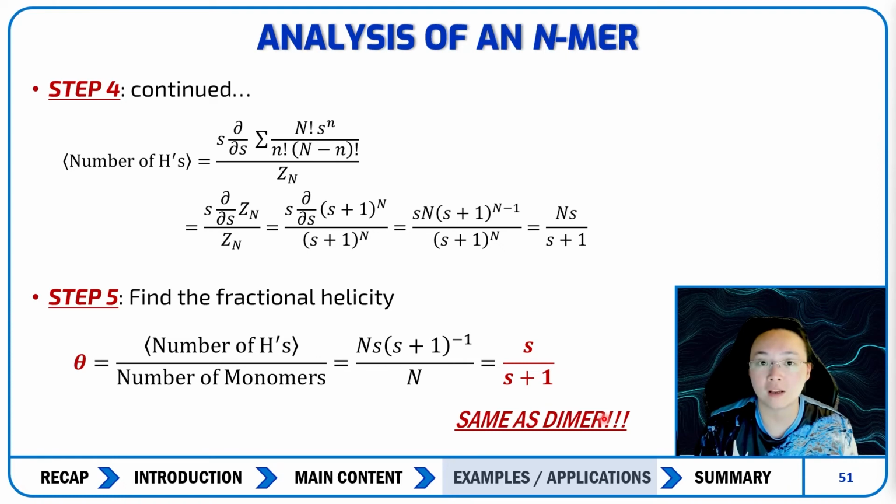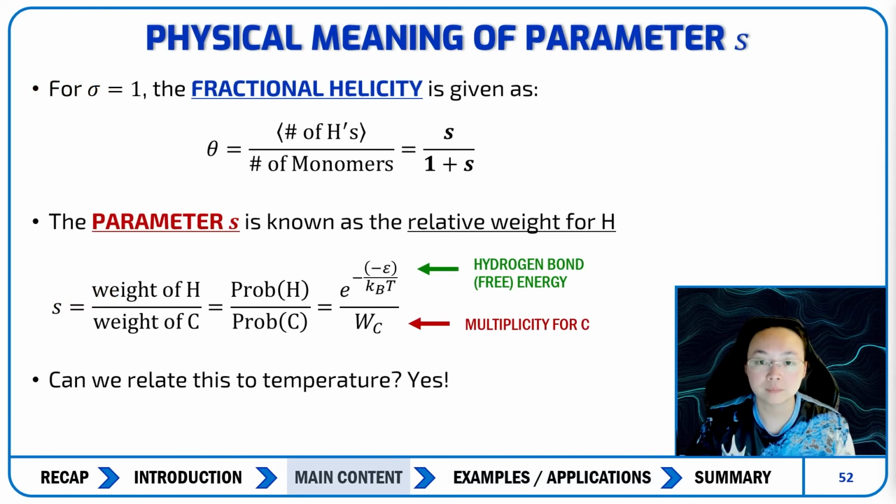So the most important thing when it comes to taking a look and trying to figure out these values is to figure out the statistical weight of getting a helix state. So everything seems to work out very nicely. So for a sigma equals 1, the fractional helicity is given as theta equals S over 1 plus S. And just remember, we did make the assumption that sigma is equal to 1. So the parameter S then gets a new name. It's known as the relative weight for H, because that is the most important component that we have to find in order to figure out the fractional helicity.